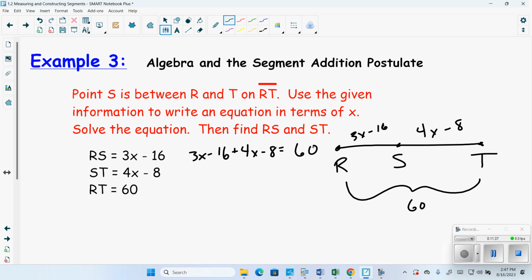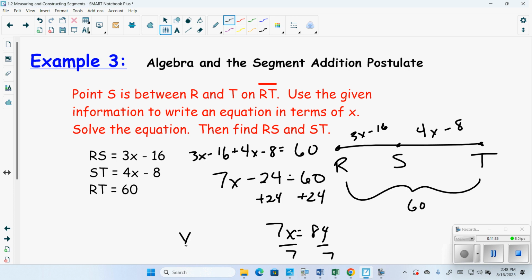And now it's just algebra 1. Add the like terms together. Add 24. Again, this is algebra 1. And I get 84. Divide by 7. X equals 12. I apologize. Yep. X equals 12. That doesn't tell me anything. It just tells me what X equals. What I want to know is, if X is 12, how much is RS?